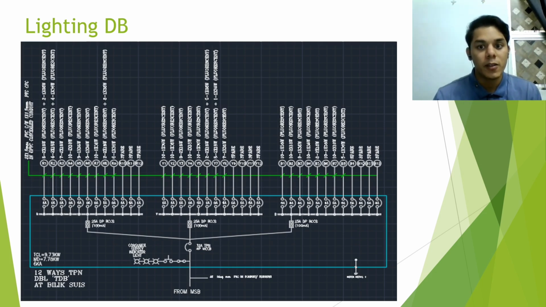The MCCB for this lighting DB is 32 ampere. The RCCB for red, yellow, blue is 25 ampere, and 100 milliampere for the sensitivity. For the MCB, the standard for the lighting DB, we choose 6 ampere only. As you can see from this type of DB, we leave 3 or more spare circuits for red, yellow, and blue for future load.